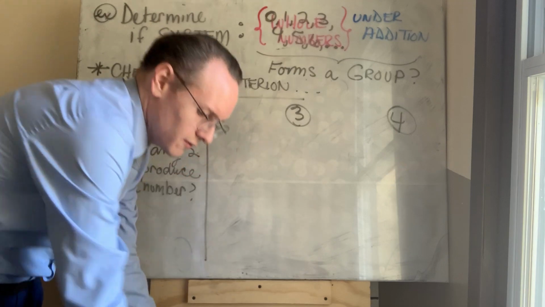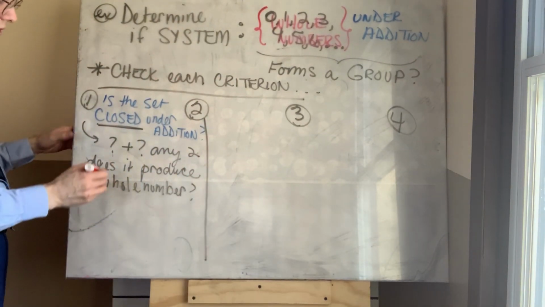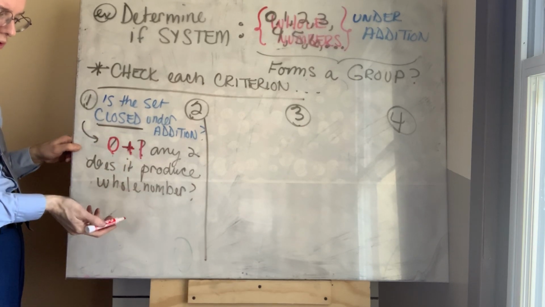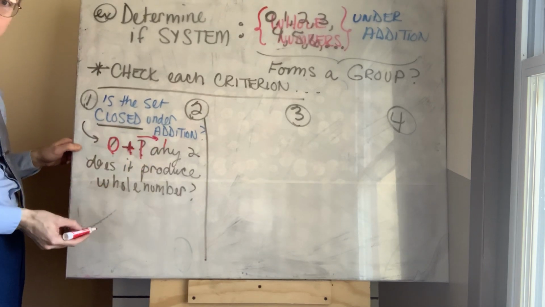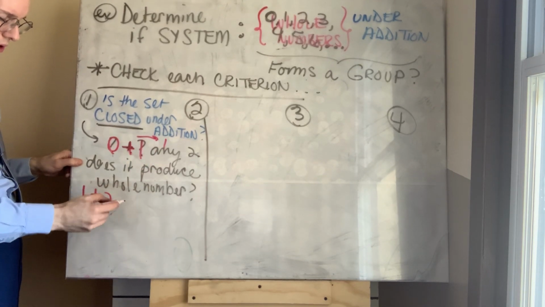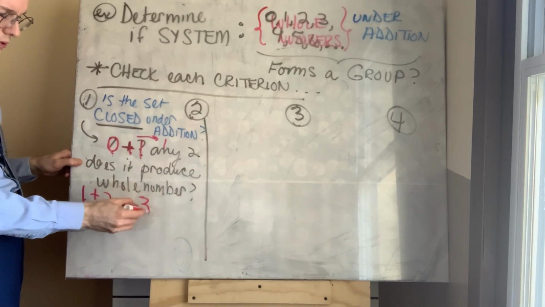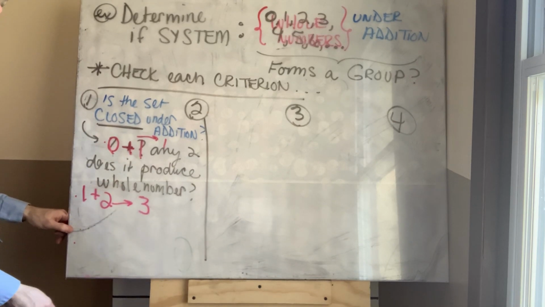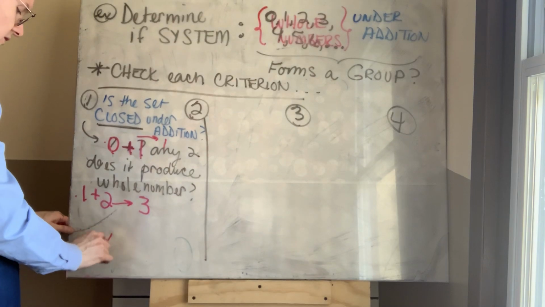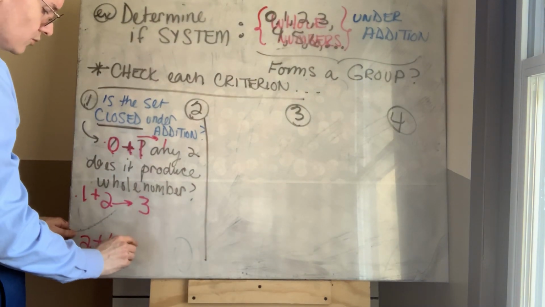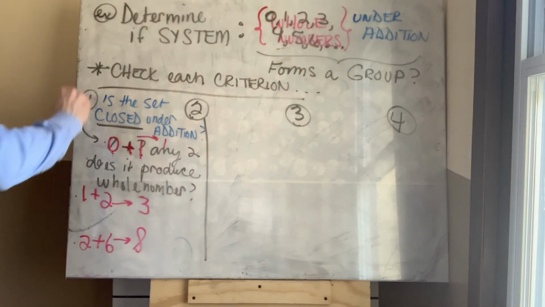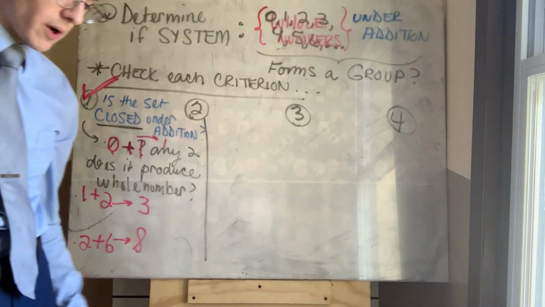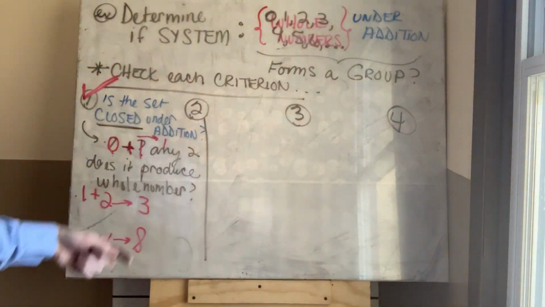Well, let's take a few and test it out, all right? If you did 0 plus 1, does the result of that produce a whole number? Yeah, it produces 1, right? If you did 1 plus 2, does that produce a whole number? Yeah, it produces 3, right? Should do several of these really to check. If you did, I don't know, 2 plus 6, does that produce a whole number? Yes, it produces 8, right? They're all whole. So the first criterion, requirement, is satisfied, right? So far so good. Now we move on to 2.